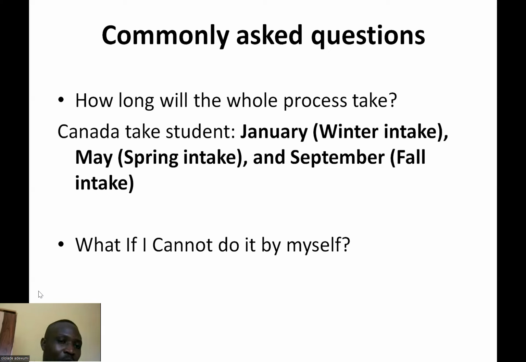You can't say you are going by May and you want to apply for admission by April or by March. That's not how it is done. You can't say you want to relocate by January, you want to apply for admission by October or December. No, you apply like 8 months ahead. So take note of that.